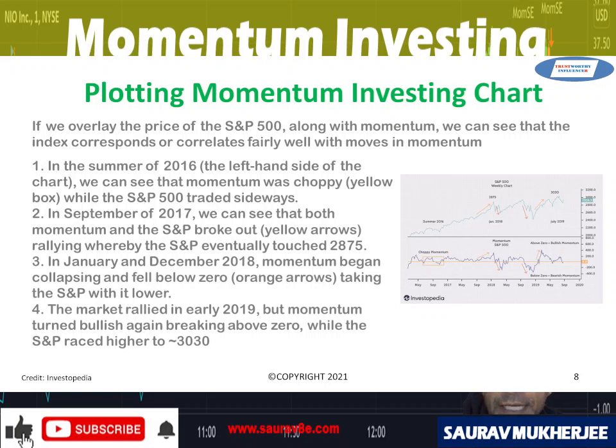In January and December 2018, momentum began collapsing and fell below zero, which is the orange line showing the drop, taking the S&P lower. The market rallied in early 2019, but the momentum turned bullish again, breaking above zero, while the S&P raced higher to about 3030. So this is a great example of how you track and analyze your stock or the S&P and the momentum. That's a very good indicator.